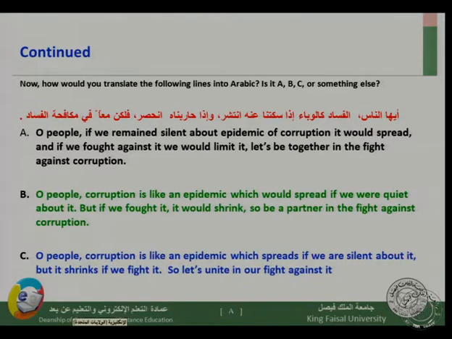Number C. O people, corruption is like an epidemic which spreads if we are silent about it, but it shrinks if we fight it. So let's unite in our fight against it. Which is the most appropriate, which is the good, and which is the ugly, and which is the bad? I leave it to you. Why? Because I have given you the criteria, and we have talked about the criteria that would help us identify the good from the ugly and the ugly from the bad.